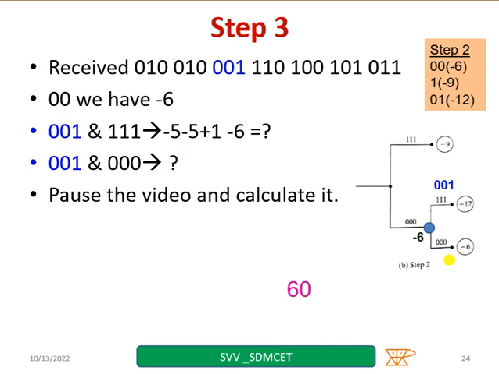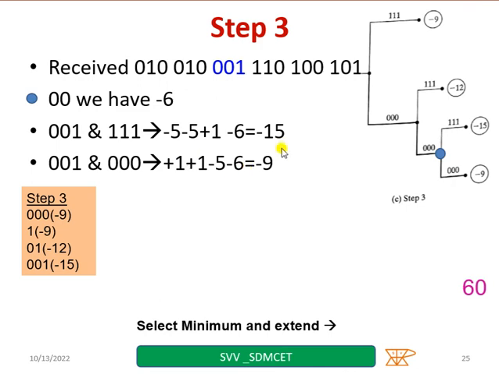Again arrange them in the order. Again select the top of the stack. It is the same procedure that you are going to repeat. I have done it. I got -15, -9. Again I have arranged them in the order. Again top of the stack I am taking. Again I am continuing. Now this time received is what?